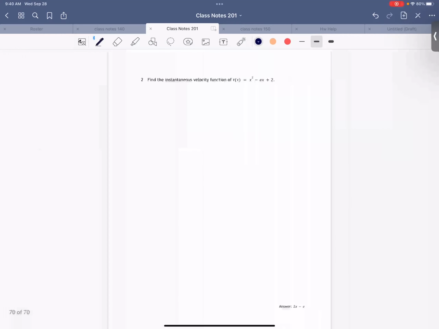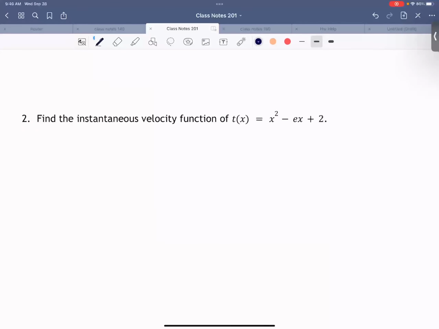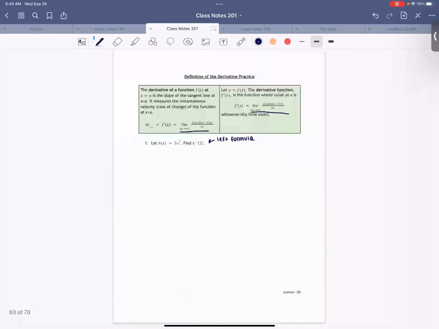Okay. Number two, it's asking us to find the instantaneous velocity function. Are we using the left formula or the right formula here? Not the left, the right formula, because we want to find the function, right? So we're going to use the right equation. Okay. How about this? I want you to work on this. The answers are at the bottom, so you can check to see if your answers are right, but you do have to show your work. When you're done, you are free to go, but I will post the answers to this on my classes.